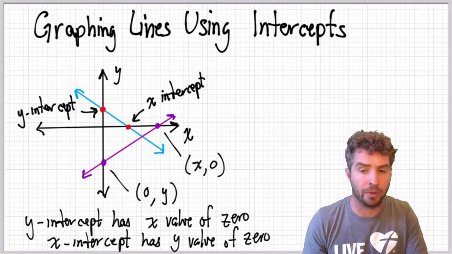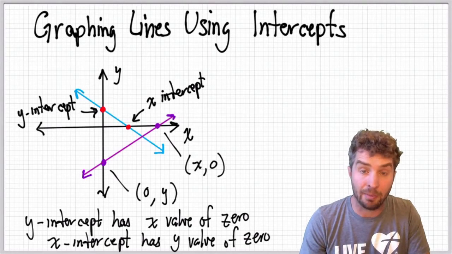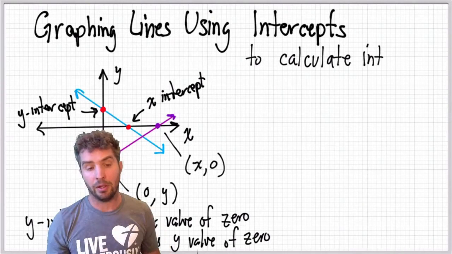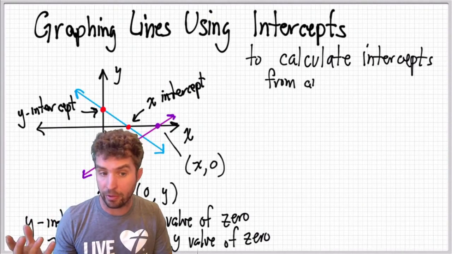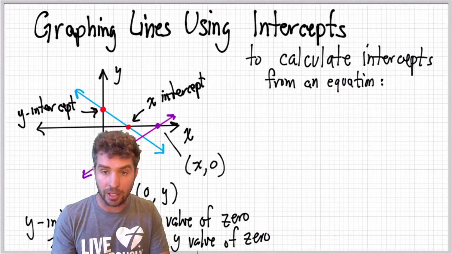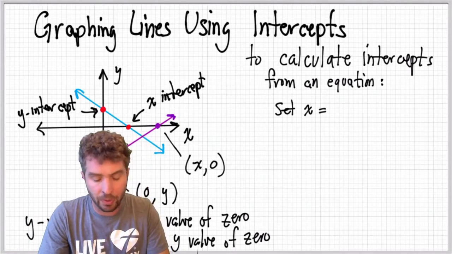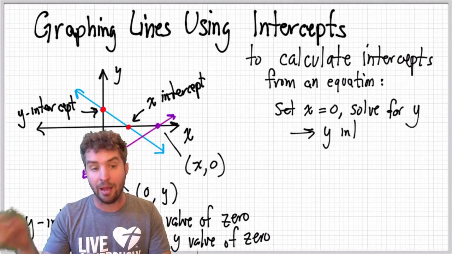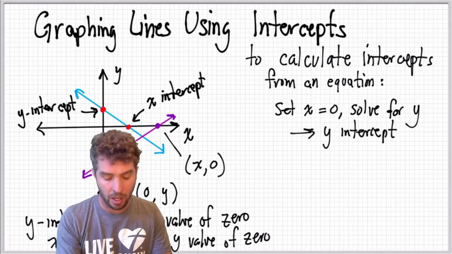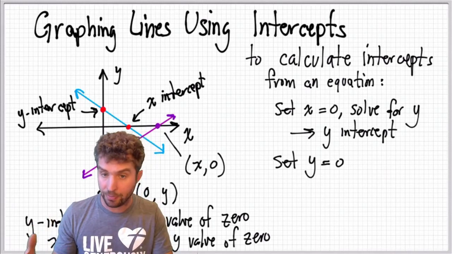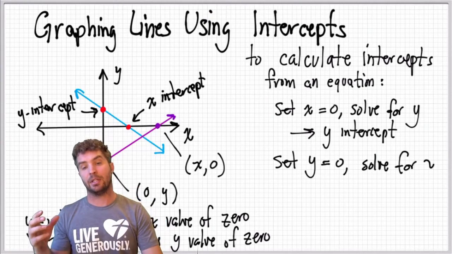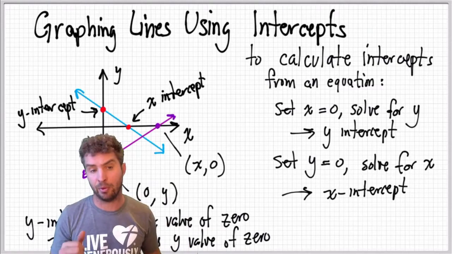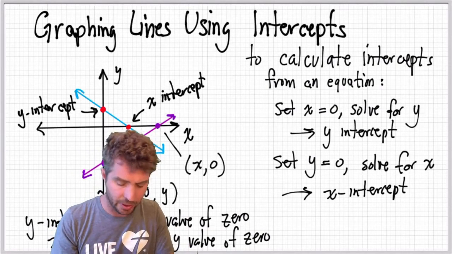And that's going to be really important for how to find the intercepts when we're given an equation, because what we can do is just plug in the zeros for either of those coordinates and find the other one. So to calculate intercepts from an equation, we set x equal to 0, and then we solve for y, and that gives us the y-intercept. Then we can set y equal to 0, solve for x, and that gives us the x-intercept. Okay, hopefully that makes sense, but we'll look at an example. So if it's a little fuzzy right now, see if this example helps.